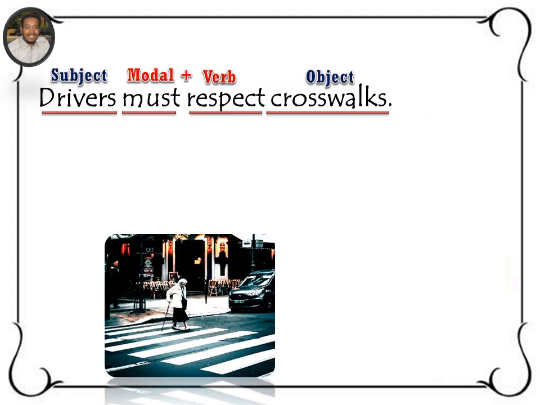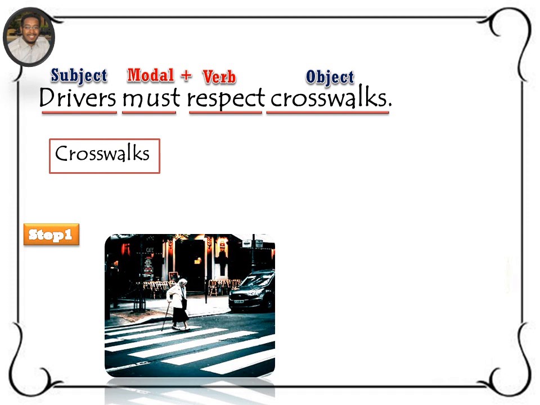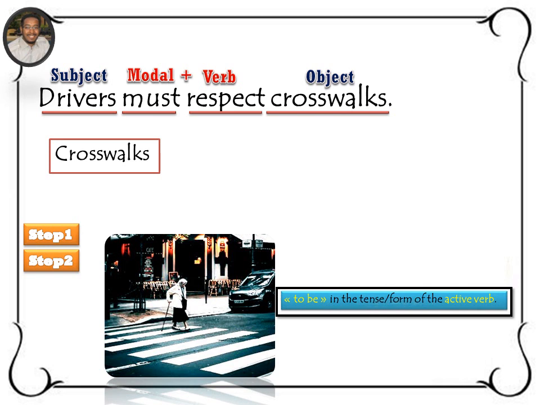Now let's follow these steps and make the passive of our sentence. Drivers must respect crosswalks. So step 1. Exactly. So the object becomes the subject. Step number 2. We need an auxiliary to be in the tense or form of the active verb, and we have exactly, must be. So we have must respect, must be, and always a verb after a modal should be in bare infinitive, infinitive without to.